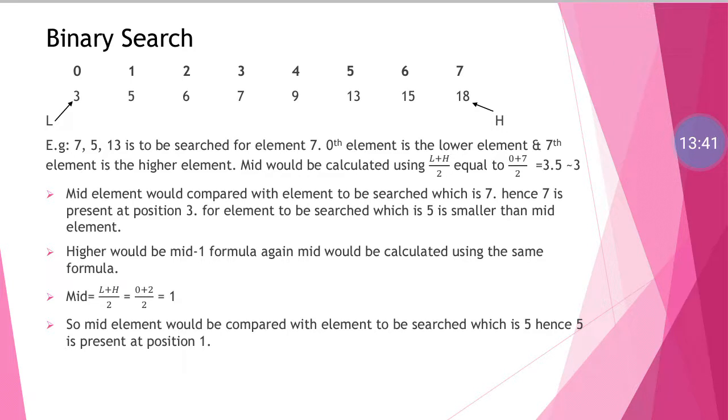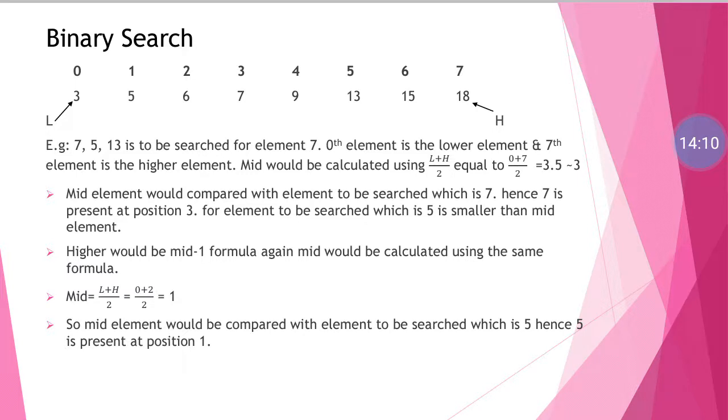So 0 plus 7 by 2 gives us 3.5, which is equal to 3 or 4, because obviously we don't have 3.5 as an index position. So you could consider it as 3 or 4. We have considered it as 3. Now the midmost element is 7. The element to be searched, that is 7, will be compared with the midmost element, and coincidentally the midmost element is the element to be searched. So we could conclude that element 7 is at position 3.